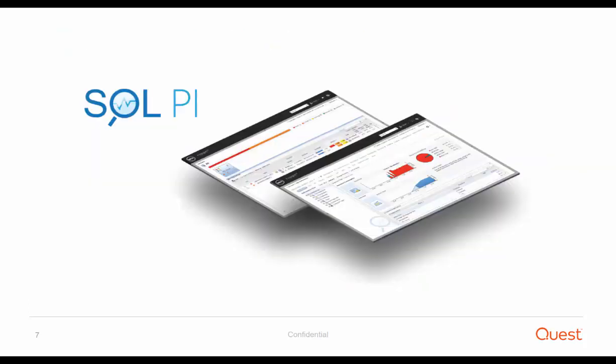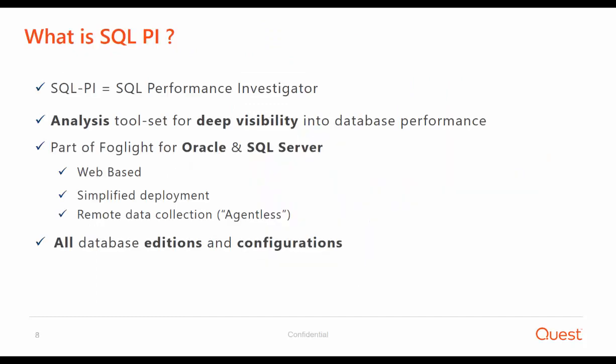Let's talk for a second about SQL PI. SQL PI stands for SQL Performance Investigator. It's an analysis toolset for deep visibility into database performance. It's part of Foglight for Oracle and SQL Server, meaning that it has a web-based interface with a simplified deployment. You don't need to install anything locally on the monitored hosts or the monitored databases. And SQL PI supports all database editions and configurations. So for example, whether you're running databases on-premise or in the cloud, whether you're using enterprise edition or standard editions, everything is supported by the product.